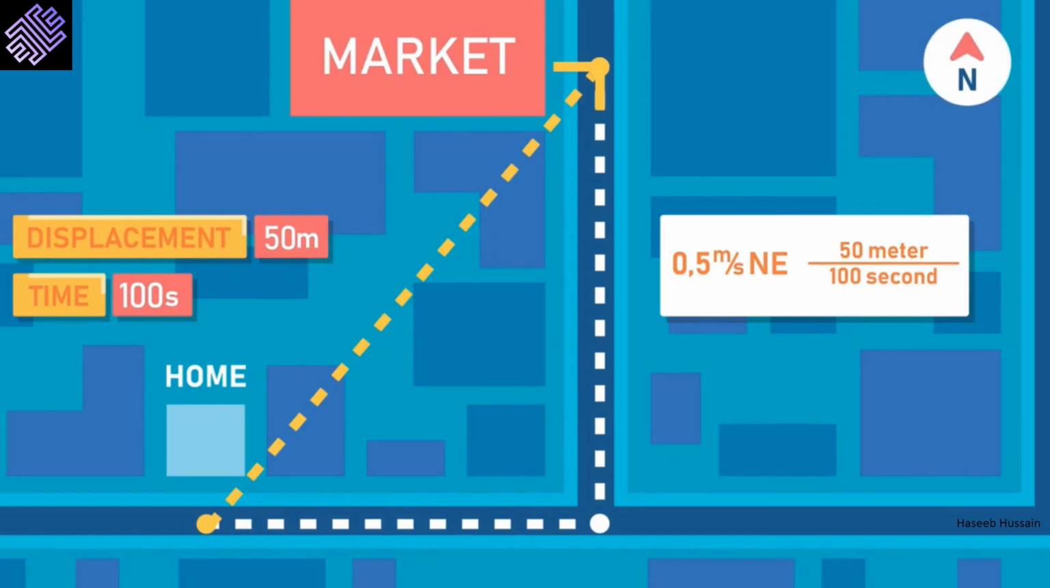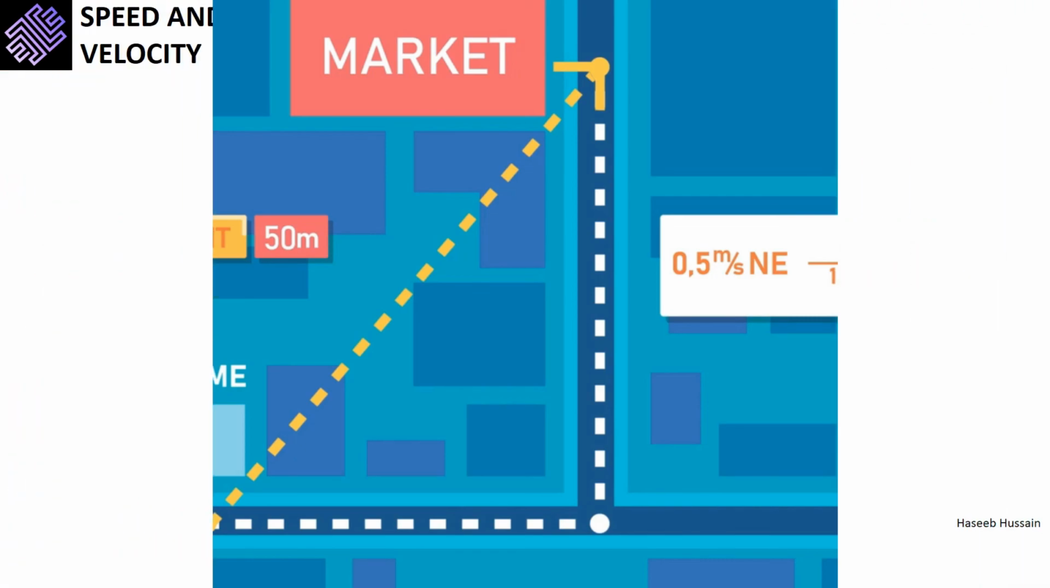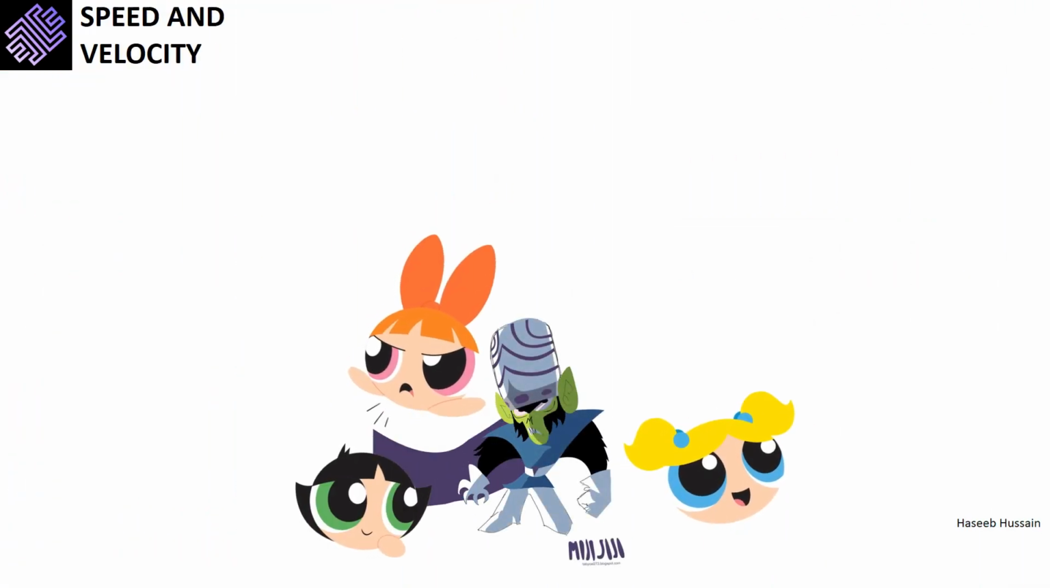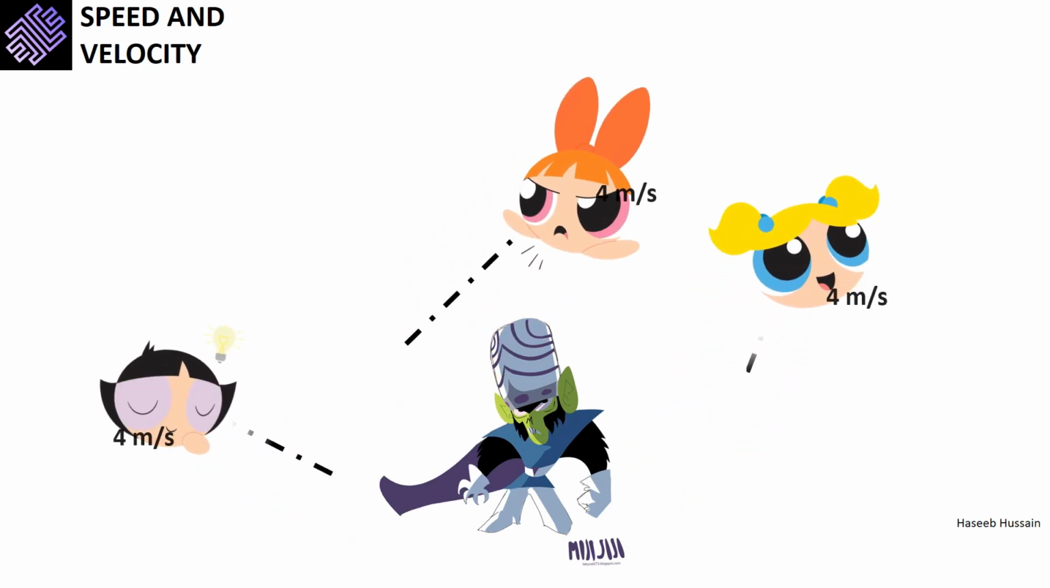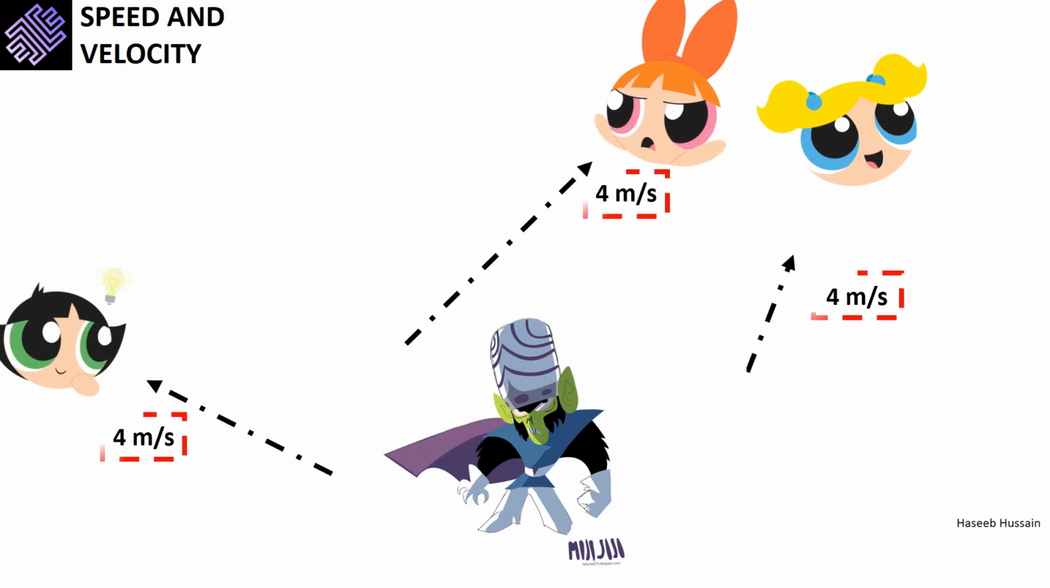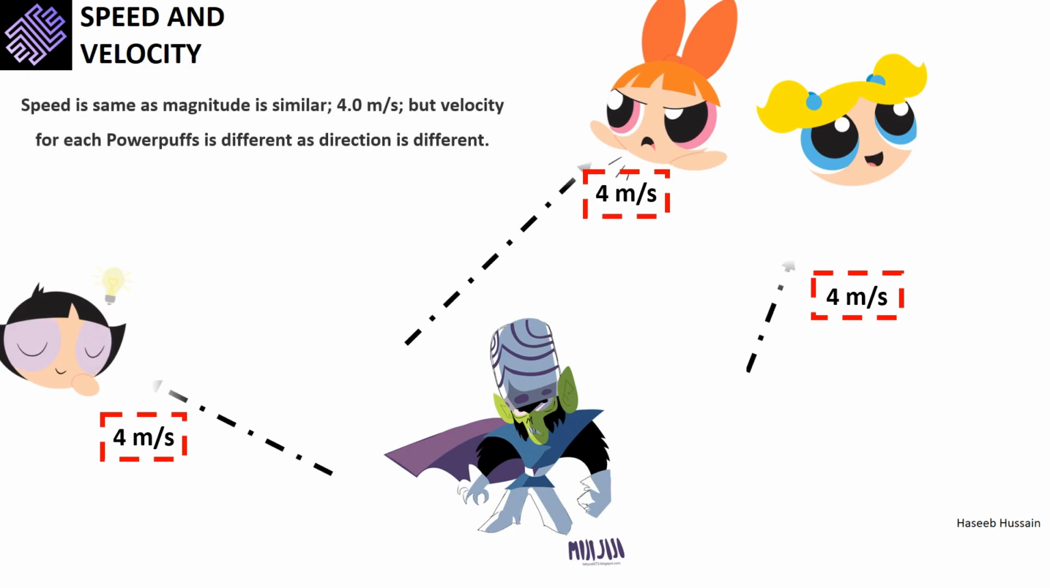So velocity can be the same as speed but also different due to changes in direction. Imagine Powerpuff Girls running away from Mojo Jojo. They run in different directions but with the same magnitude, 4 meters per second. As the magnitude is the same, we can say they run with the same speed of 4 meters per second. But can we say they have the same velocity as well? We know velocity is a vector quantity, so we need to consider direction as well. All of them are moving in different directions as indicated by the dotted arrow line.